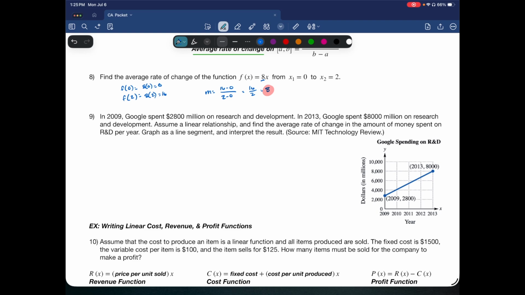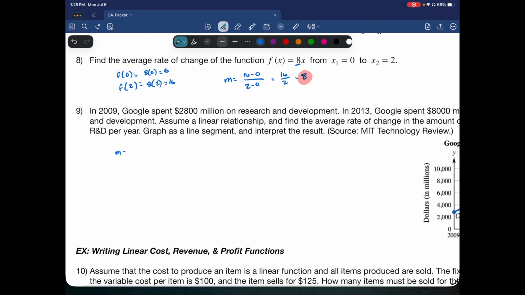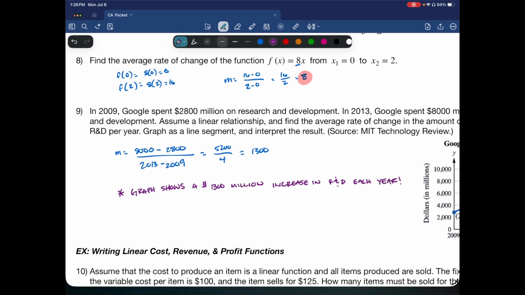So we're going to start with the big point. So 8,000 minus 2,800 over 2013 minus 2009. Okay, so on the bottom we get 4. On the top we get 5,200. And that's going to result in 1,300. All right, so what does 1,300 mean? It means that the graph shows a $1,300 million increase in R&D each year. All right, one more problem.